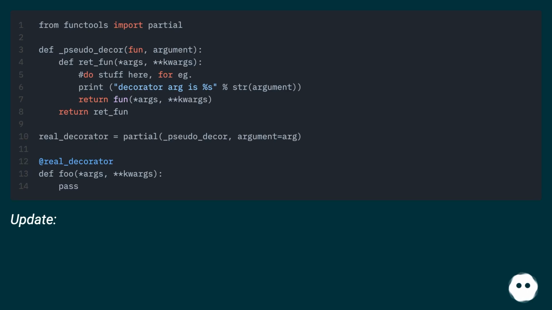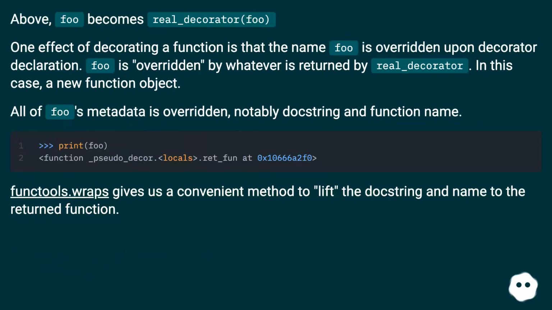Update. Above, foo becomes real_decorator(foo). One effect of decorating a function is that the name foo is overridden upon decorator declaration. foo is overridden by whatever is returned by real_decorator, in this case, a new function object. All of foo's metadata is overridden, notably docstring and function name. functools.wraps gives us a convenient method to lift the docstring and name to the returned function.